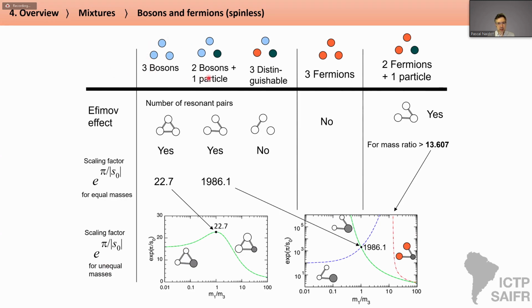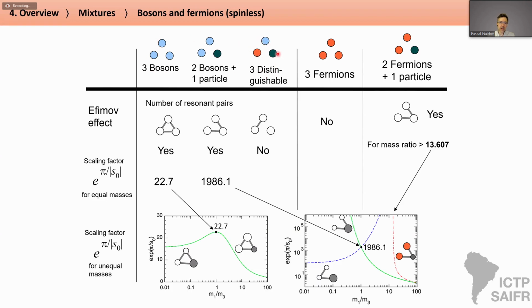First, we can have either three identical bosons, which we've seen already, or two identical bosons and another particle. It can be a boson or a fermion, it doesn't matter. The point is that it's distinguishable from these two bosons. Or we can have three distinguishable particles. At this three-body level, the statistics doesn't really matter. They are just three distinguishable particles.